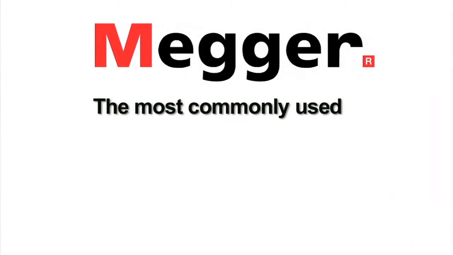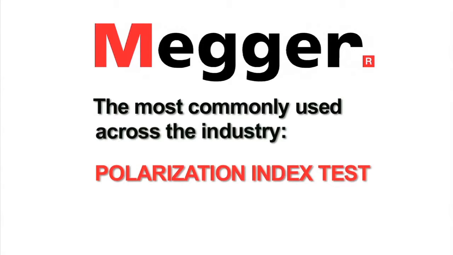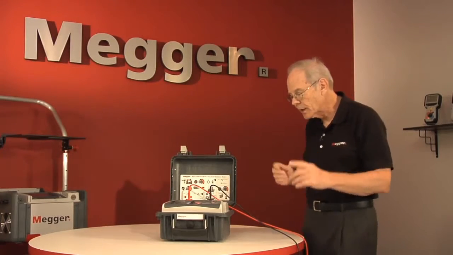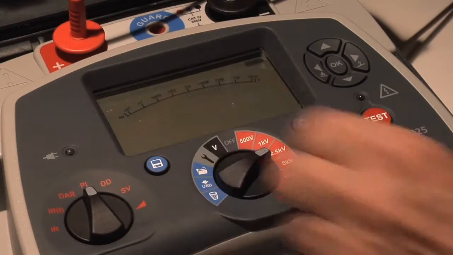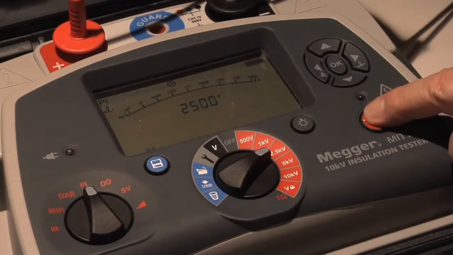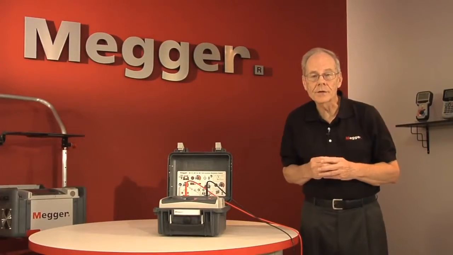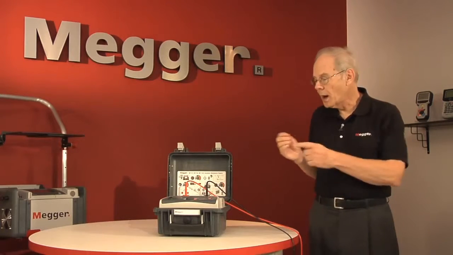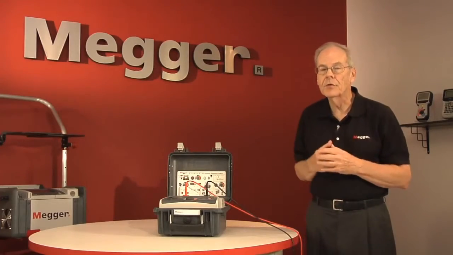Then, the most commonly used across the industry is the Polarization Index, which by definition is a 1 minute reading into a 10-minute reading. So again, a selector switch position goes to PI, you select your test voltage, and you start your test and begin making your measurements. At the conclusion of the test, the tester will automatically stop the test, but the critical information will remain on the display for the operator to evaluate.